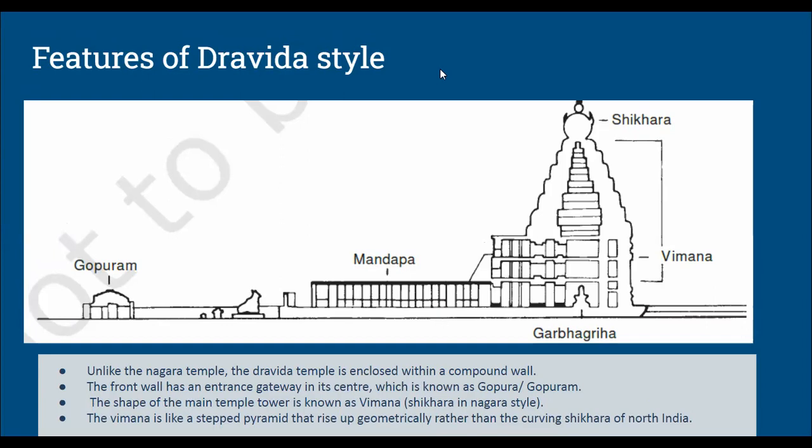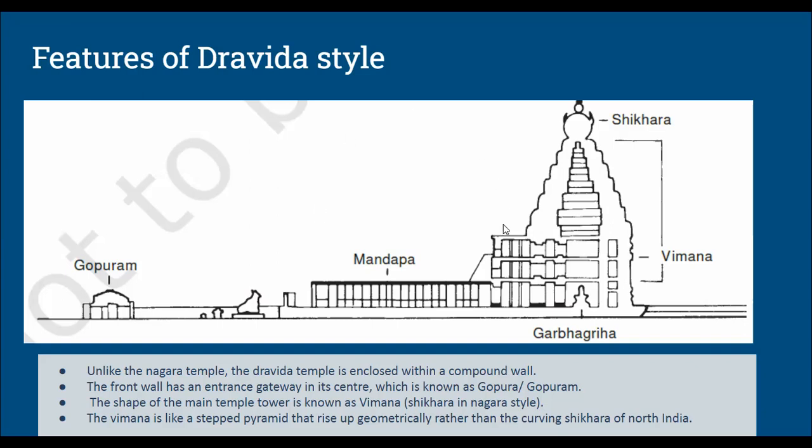Then the next important thing is that here the tower is called Vimana, and we know that here the tower is in the shape of a pyramid, and that is the distinguishing feature between Dravida and Nagara. In Nagara, the tower is the Shikhar, which is a curving one, whereas in Dravida we have a geometrically pyramid-shaped Vimana.